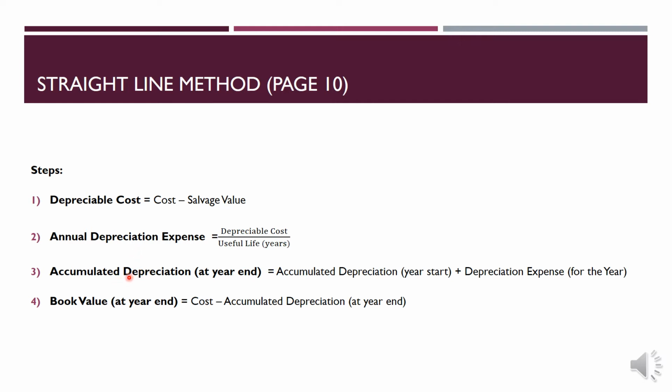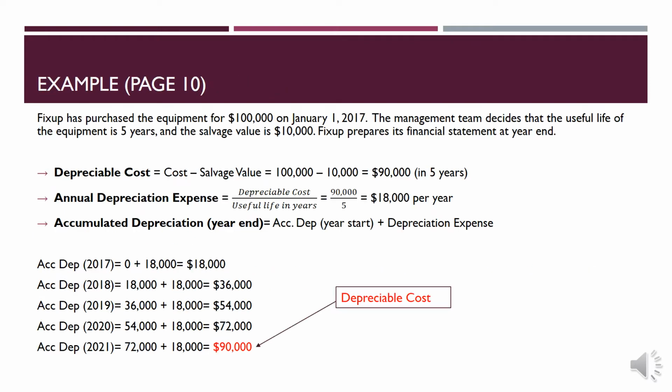After that, we need to calculate the accumulated depreciation for each year, and it's calculated by the accumulated depreciation at the beginning of the year plus the depreciation expense occurred in this year. And step 4, we have the book value, which is the cost minus the accumulated depreciation at year end. We have an example on page 10.